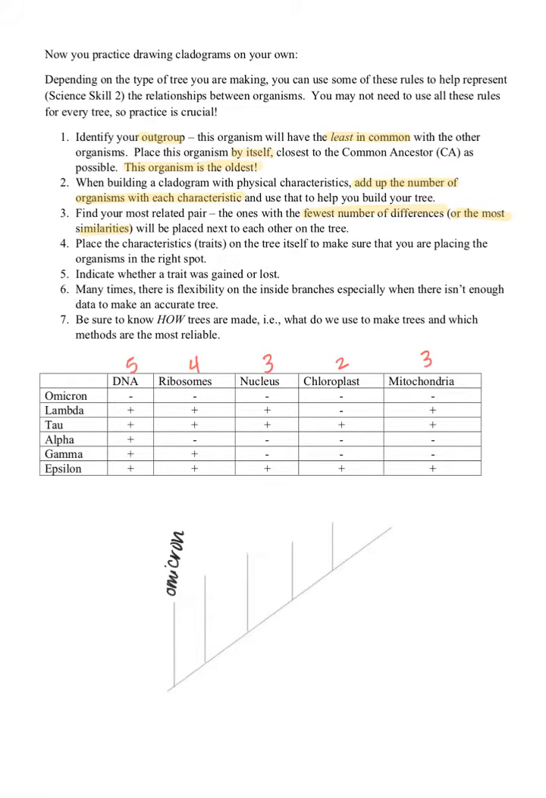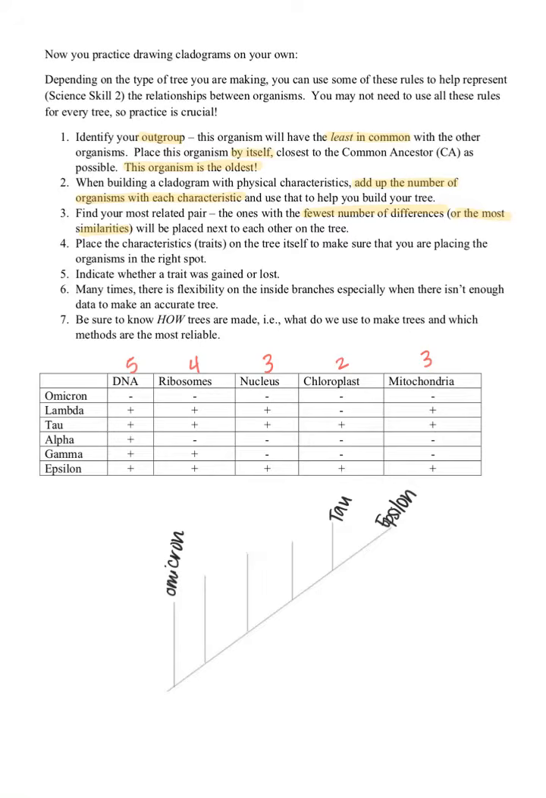In this case, the two that are most closely related are the tau and epsilon species. If you look at this table, you can see that they have every single row in common. They both have DNA, both have ribosomes, both have a nucleus, both have chloroplast, and both have mitochondria. So these two are going to go on my two closely related branches at the very end.